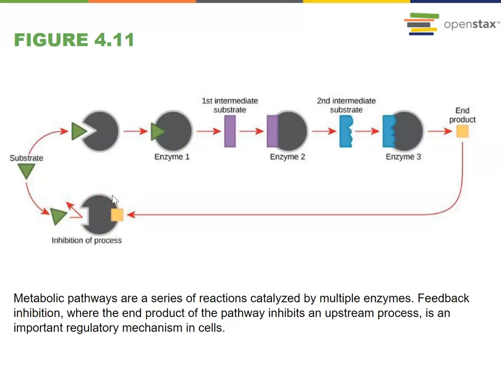This is a way in which cells can regulate themselves. If you have a bunch of these yellow squares, you obviously don't need to make more. So this is going to inhibit the enzyme that starts the process, that starts converting these green triangles into purple rectangles. This is referred to as feedback inhibition, where the final product inhibits the process from starting, or it could inhibit elsewhere along this path. But this is called feedback inhibition.